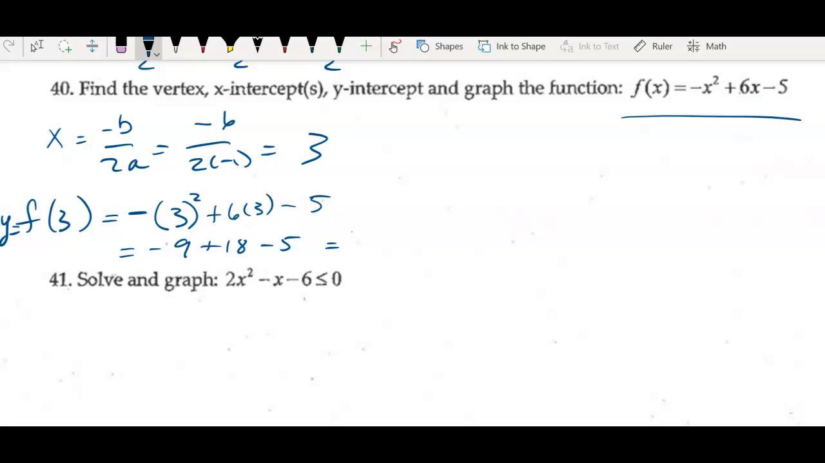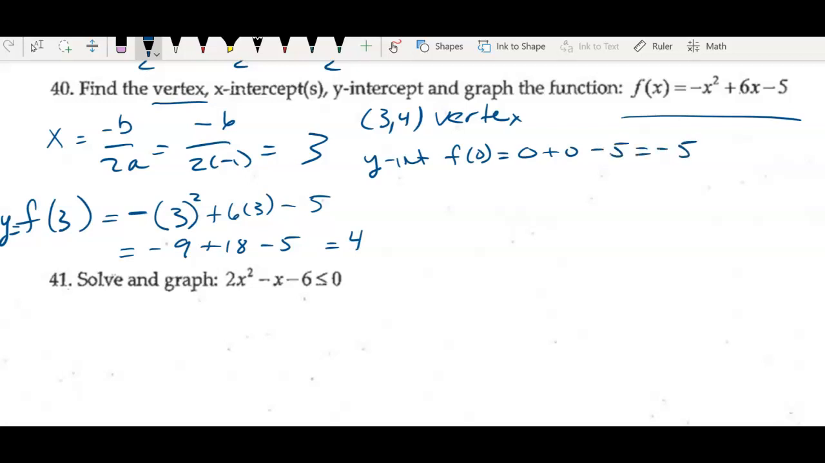Nine minus 5, you get 4. Okay, so my vertex is (3, 4). There's the vertex. All right, y-intercept, that's the easy one. You just do f of 0, which is 0, 0, which is -5, so it's (0, -5). That's your y-intercept. X-intercept's a little bit harder.